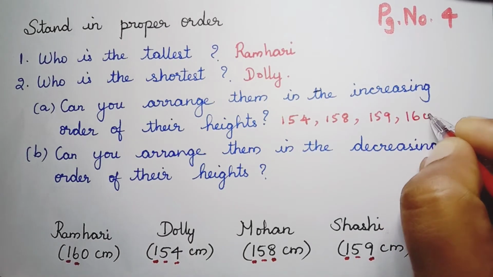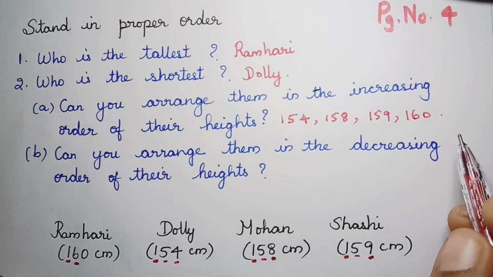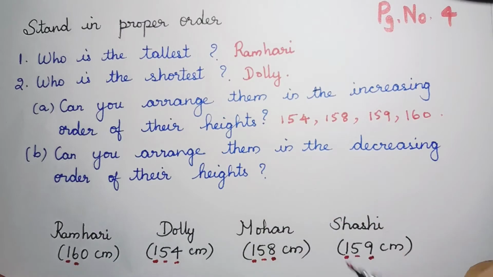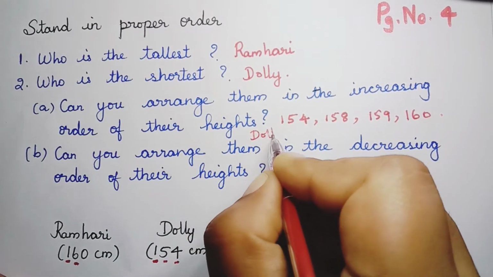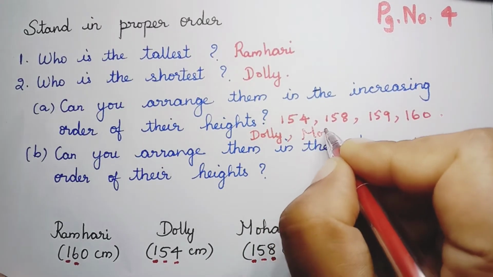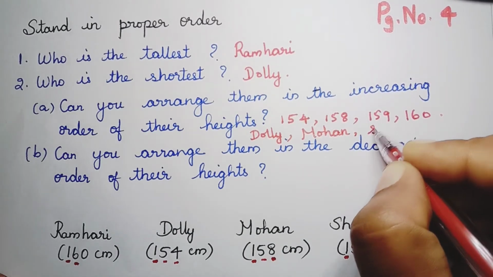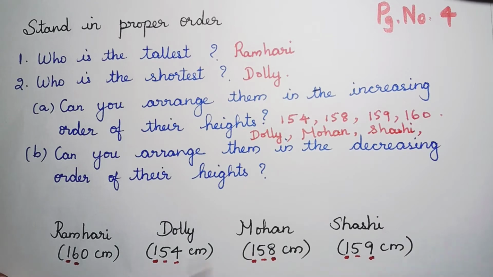So 160, right? So these are the heights arranged in increasing order. We have to arrange them, right? So corresponding names we have to write. 154 means you have to write Dolly. Then 158 it's Mohan. 159 it's Shashi. And 160 it's for Ramhari.